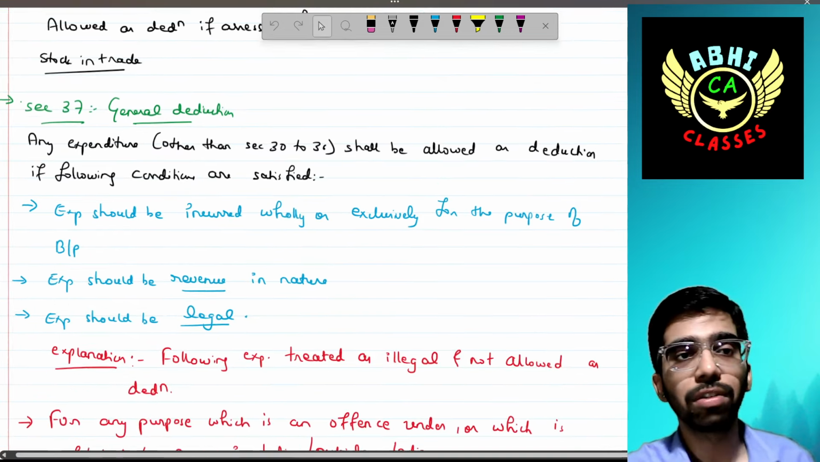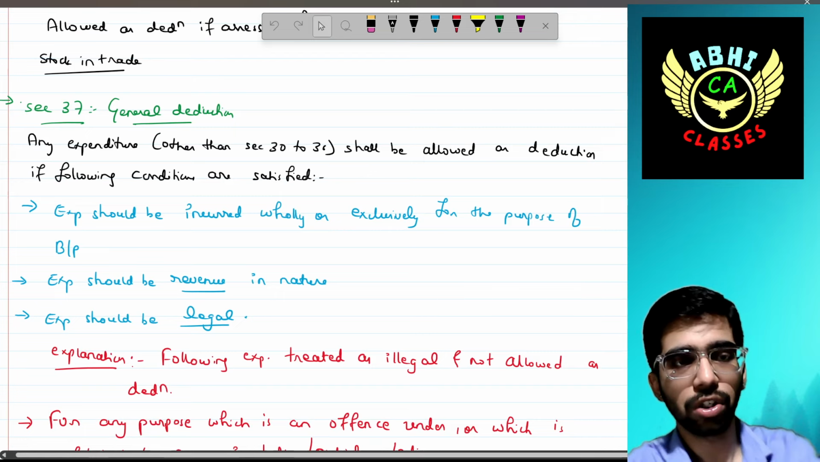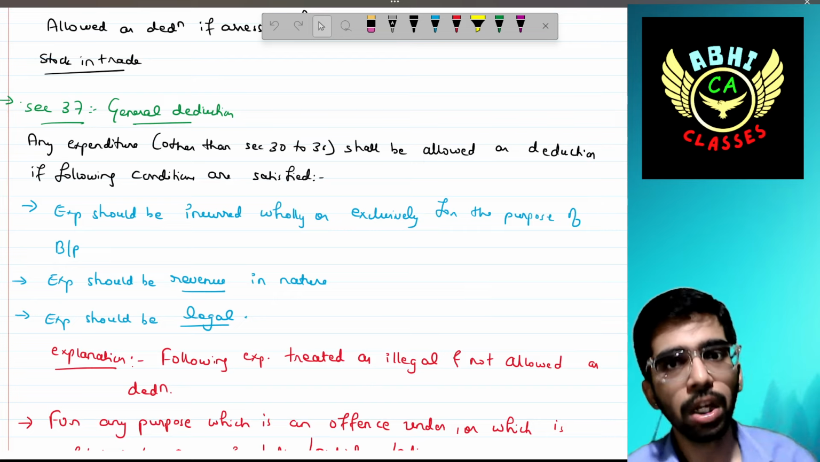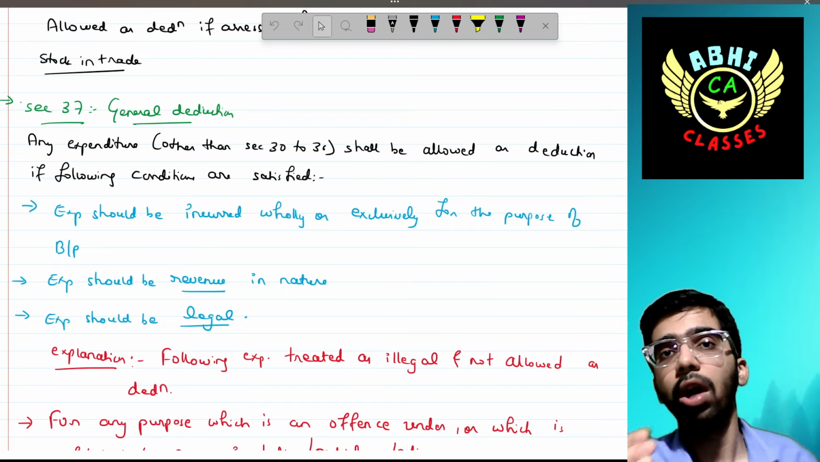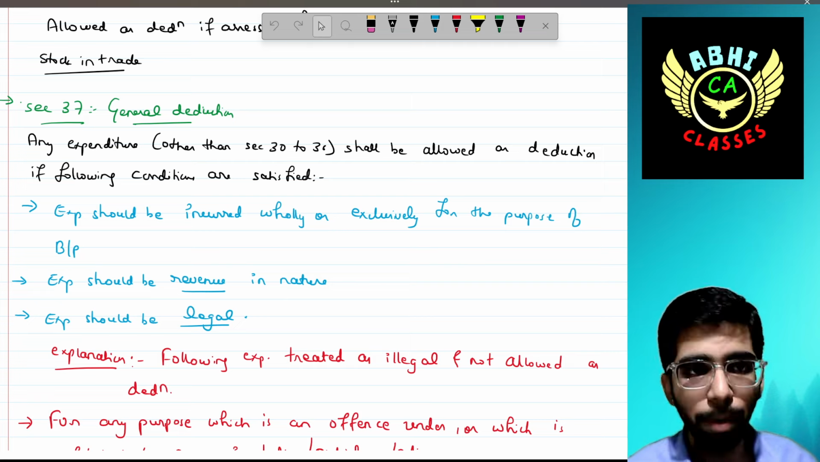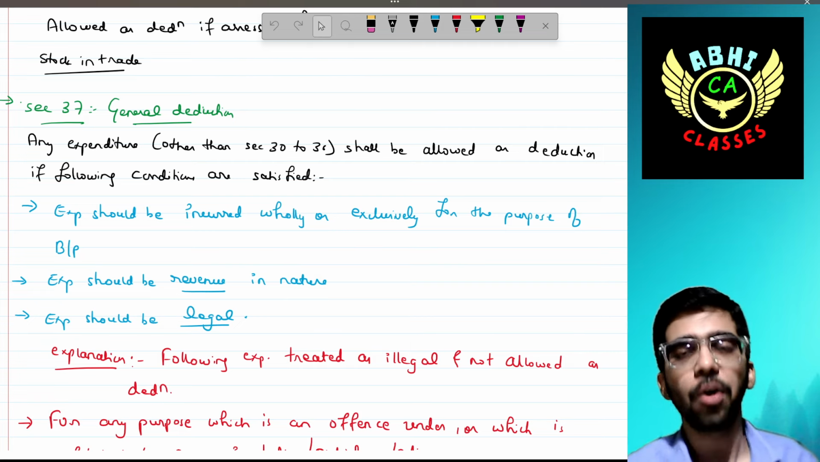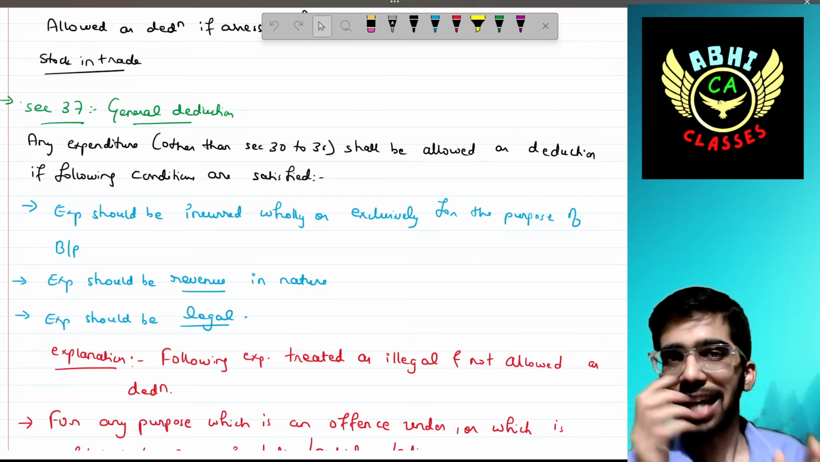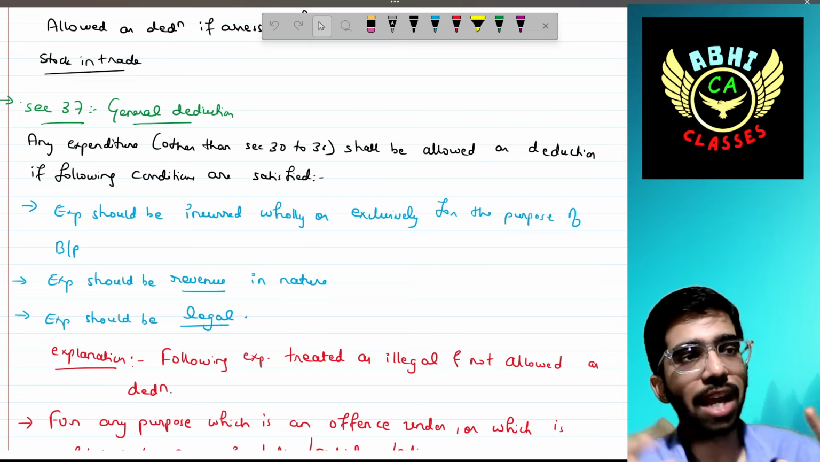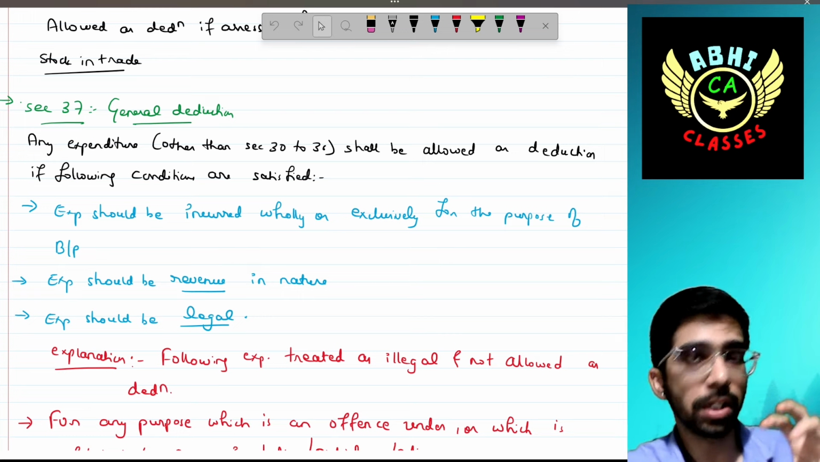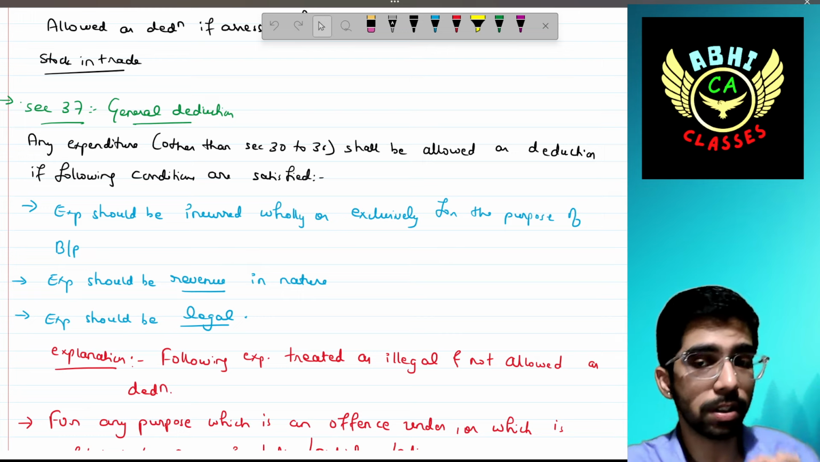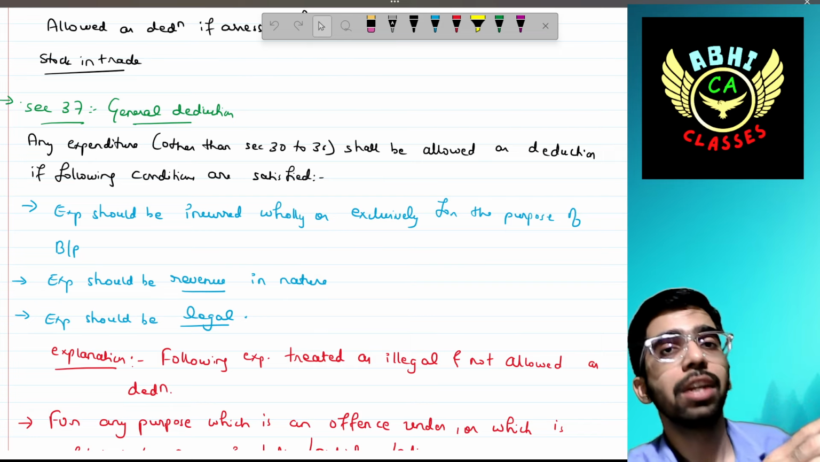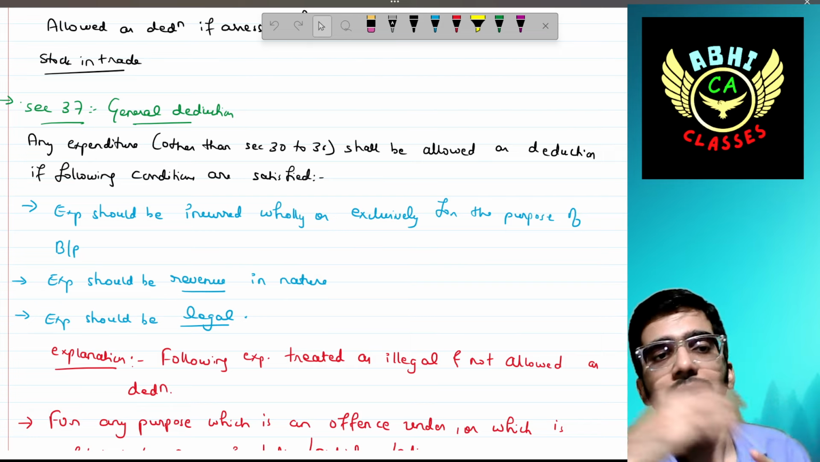Okay, next section 37, the general deduction. Any expenditure other than those mentioned in sections 30 to 36 above shall be allowed as a deduction if the following conditions are satisfied. Expenses should be incurred wholly and exclusively for the purpose of business or profession. They should be exclusively used, and there should not be any diversion. For example, if it is personal in nature, even though it is purchased and debited in your books of account, it is not allowed. That is the meaning.